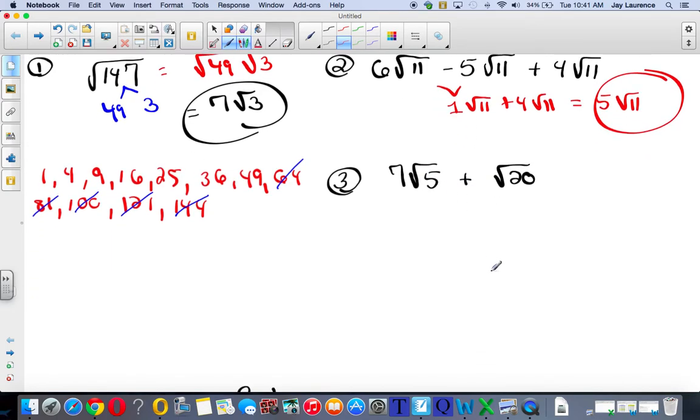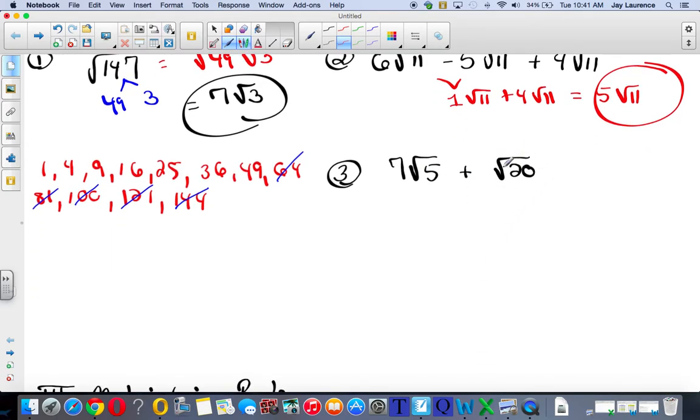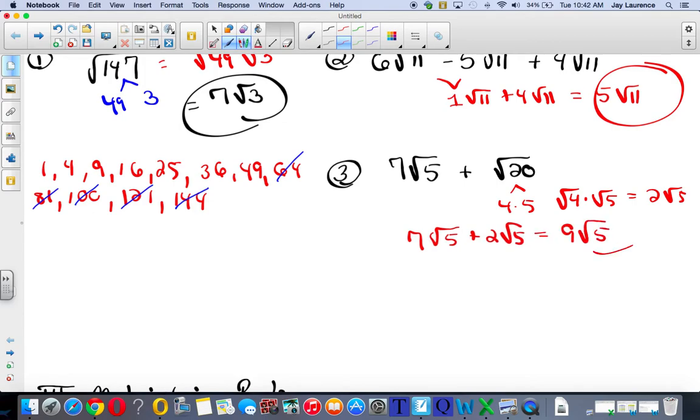Now number 3, they're not like terms, except I can change the way rad 20 looks. I'm going to simplify it. Let's see, I think that's 4 times 5, which is the same as rad 4 times rad 5, which is the same as 2 rad 5. So this problem really is 7 rad 5 plus 2 rad 5, and that equals 9 times rad 5.